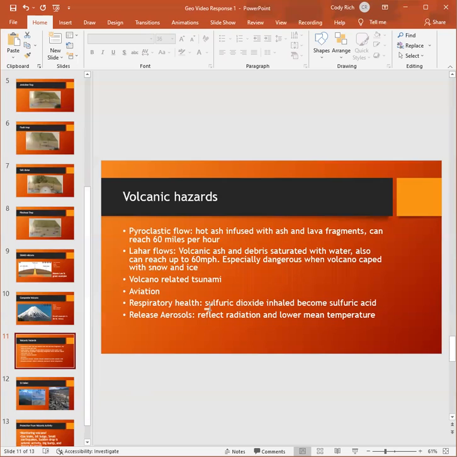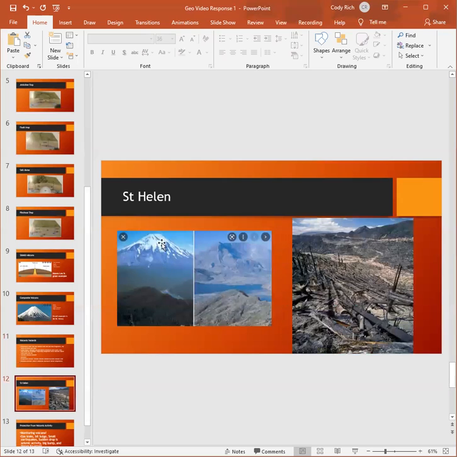Also, volcanoes can create tsunamis. They're dangerous to aviation because ash can clog engines and scour cockpit windows. And then they are bad for respiratory health because the sulfur dioxide inhaled can become sulfuric acid. And because they release so many aerosols into the atmosphere, they can reflect radiation from the sun and lower the Earth's mean temperature. Here's an image of St. Helens before and after, and a close-up of all the destruction.